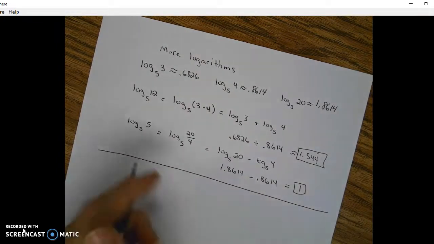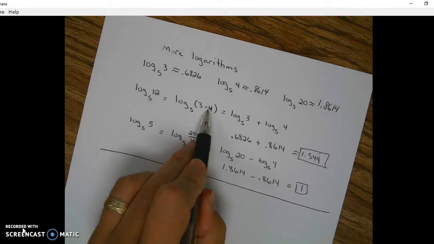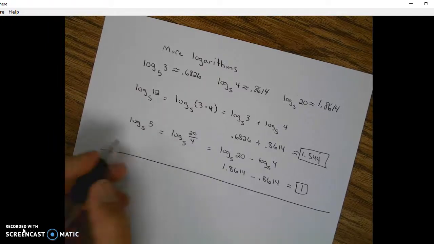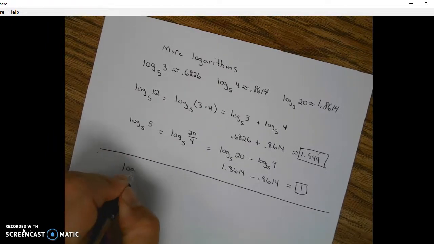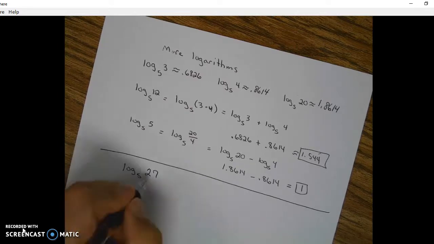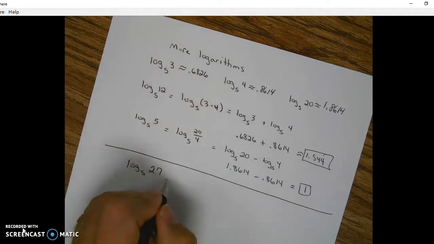Now when you do a multiply, you can use more than 2 factors to get this number. So for example, let's say we had log base 5 of 27. Well, that would be 3 times 3 times 3.